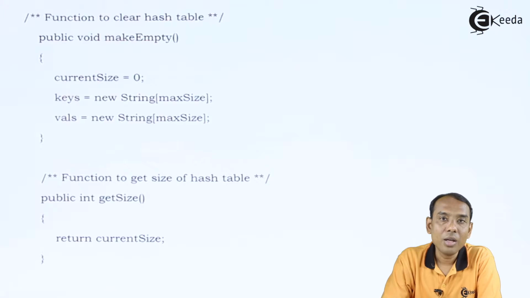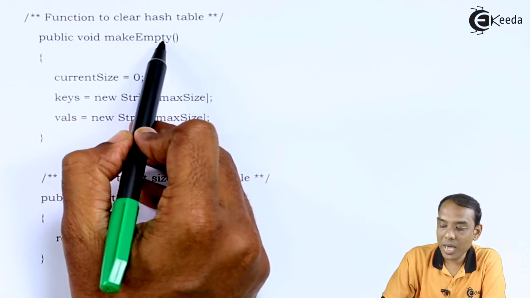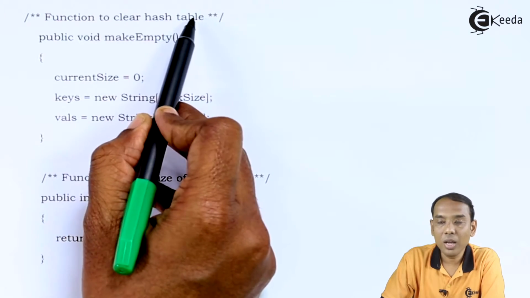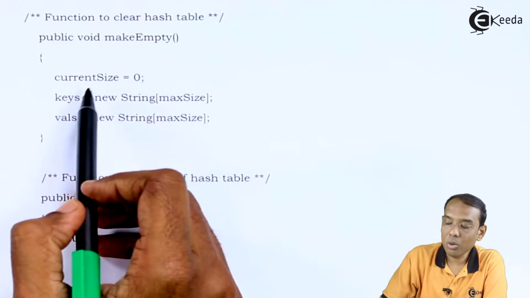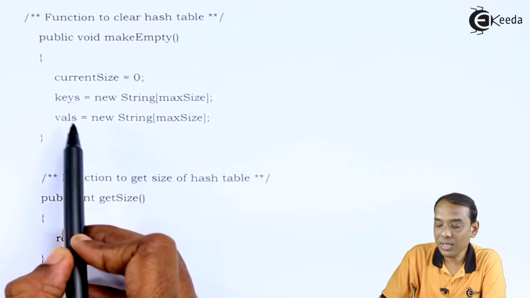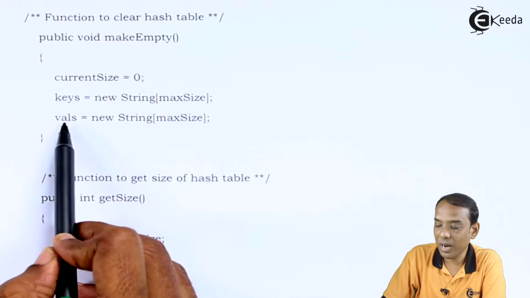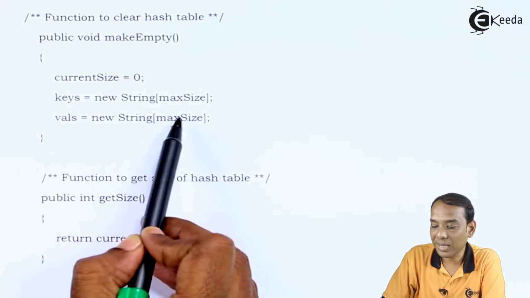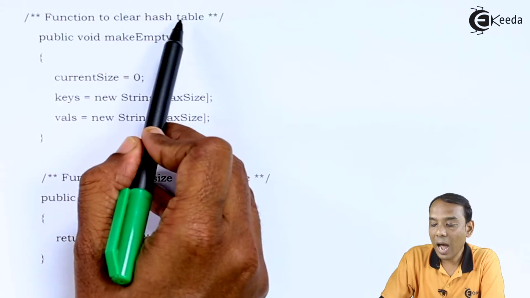Once this is done, we will write the function to clear the hash table. We write makeEmpty, that is, to clear the hash table. We write current size equal to 0, keys equal to new String[maxSize], and in a similar pattern we write vals equal to new String[maxSize]. This is to clear the hash table.